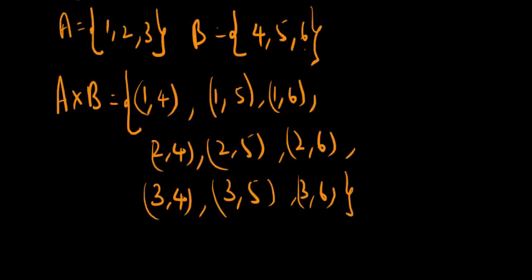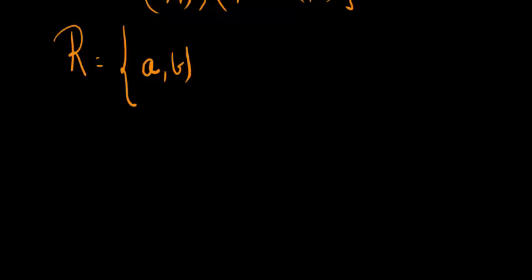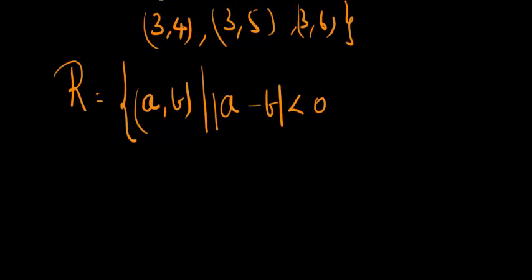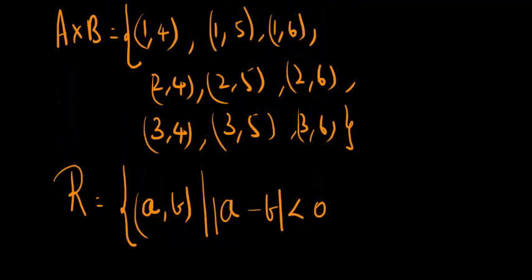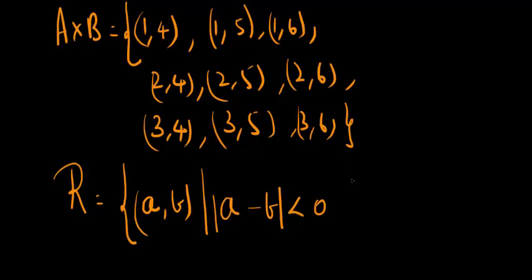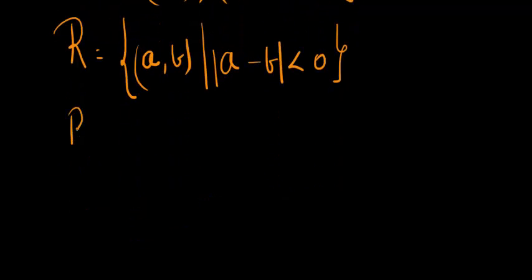Let's define a relationship R. Pick up ordered pairs from A cross B, where a is related to b in this fashion: the modulus of a minus b is less than 0. Basically, the difference between the two numbers is going to be negative. That's not going to be possible because the modulus sign itself takes care of me not getting a negative number, isn't it? So there's no ordered pair satisfying this condition, and hence this relationship R is going to generate an empty set, a null set basically.